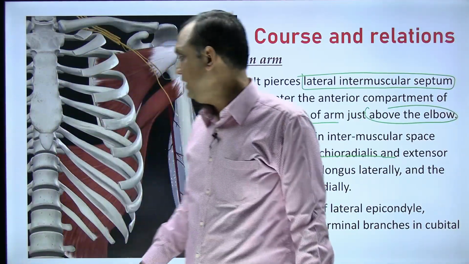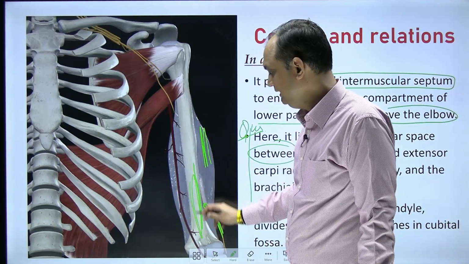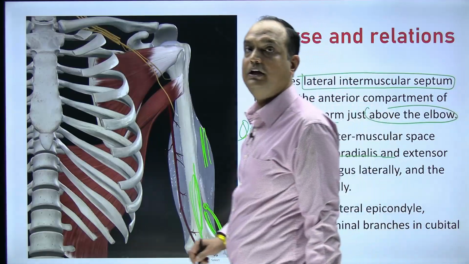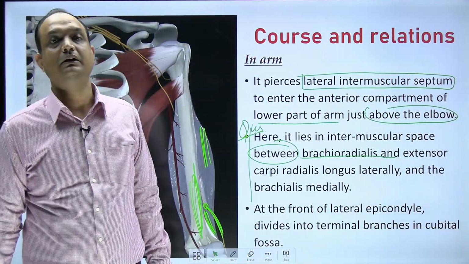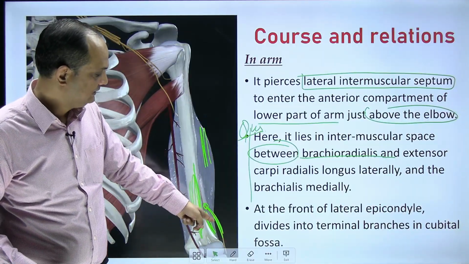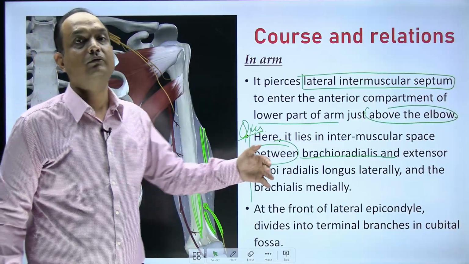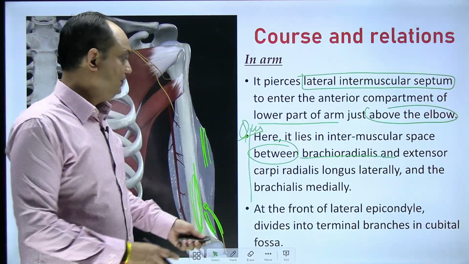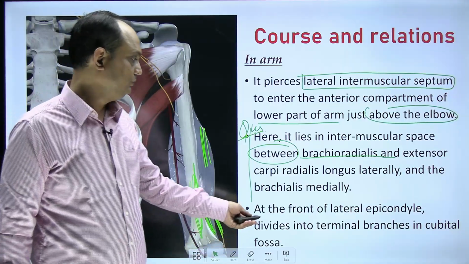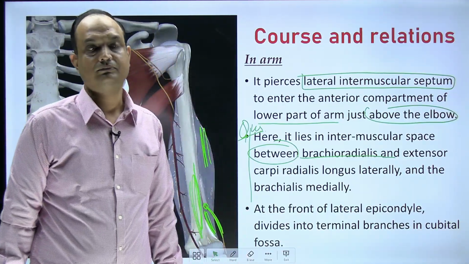So you have the brachialis muscle, which is a muscle here on the medial side, and you know that this lateral supracondylar ridge gave origin to the two muscles, brachioradialis and extensor carpi radialis longus. So the space between these two muscles is having this entry of your radial nerve into the arm. And at the front of the lateral epicondyle, it terminates into the two terminal branches, that is your superficial and deep branches of radial nerve.